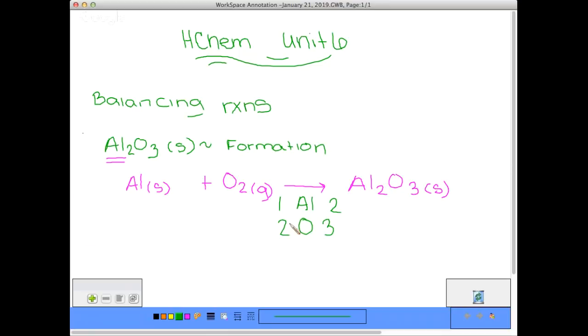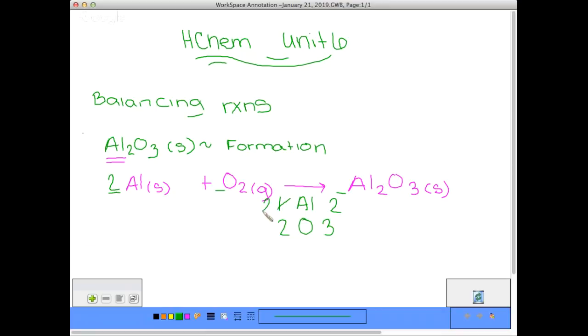And so what I'm going to do is start adding what are called coefficients. I need to add numbers out in front, whole numbers, in order to balance this reaction. If I look at aluminum right here, I see that I need to have 2 aluminums on this side, and the only way to do that is to multiply this by 2.